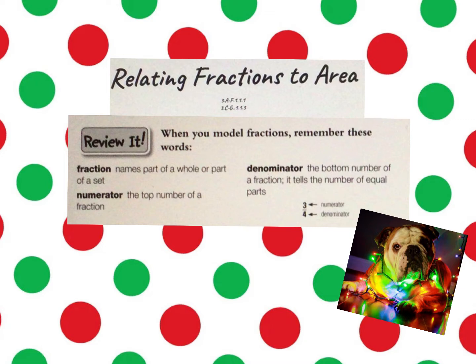The numerator is the top number of a fraction, usually answering that question. So here's what the numerator would look like right here, the 3. And the denominator is the bottom part of a fraction, and it tells the number of equal parts. So how many equal parts are there? 4.